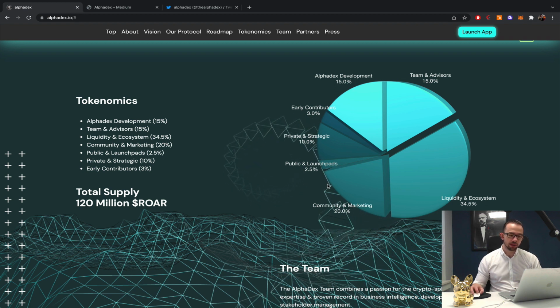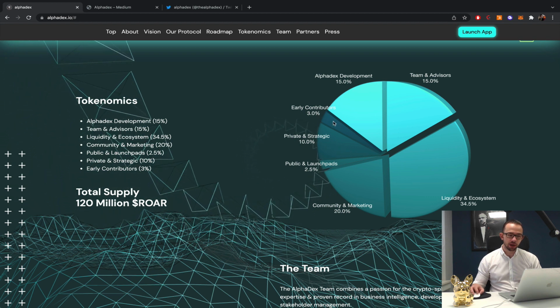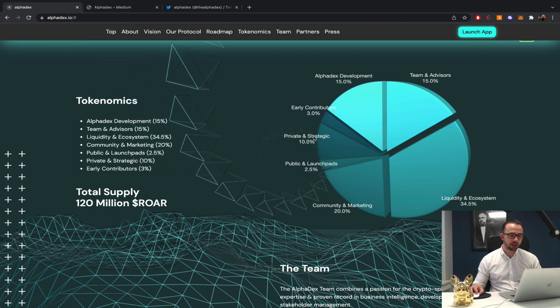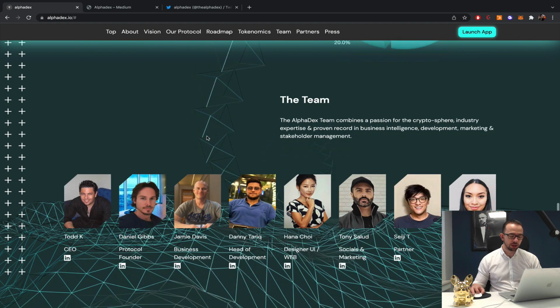Community and marketing 20%. Public and launchpads 2.5%, and then private and strategic, that's where I'm at, on 10%, and then early contributors 3%. This is basically the seed rounds, right? Three seed, private, strategic, and then public and launchpads. I'm in the private and strategic one.